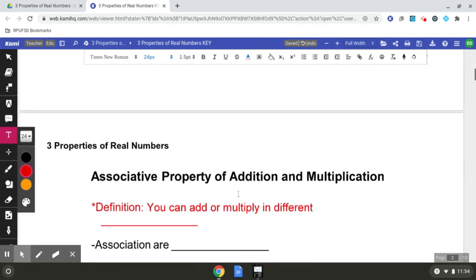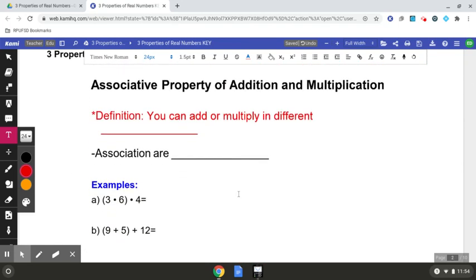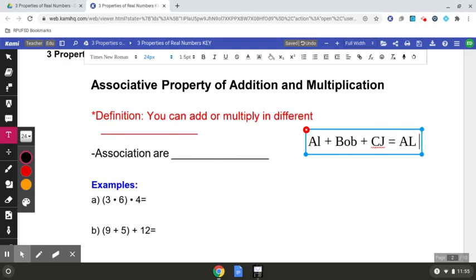Okay, so our second property here that we're going to discuss is the associative property of addition and multiplication. The associative property, I like to relate to friends. Let's just say we have 3 friends, right? I'm going to call my 3 friends Al, Bob, and CJ, and they're all best friends, and they go through their day.